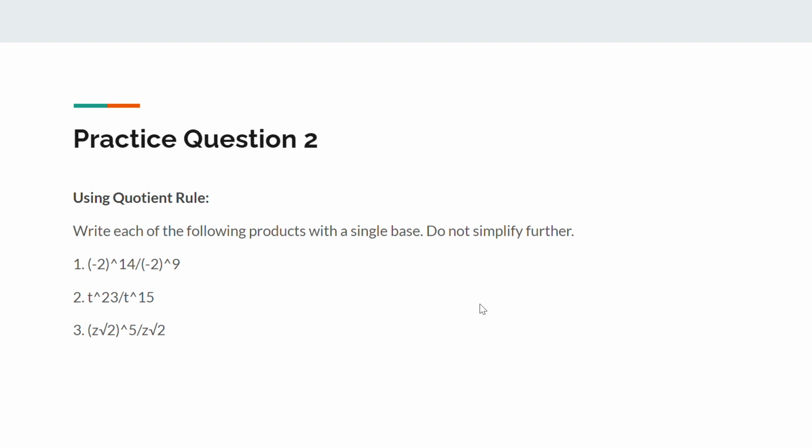Alright, so the answers for these are, first one, negative 2 to the power of 14 minus 9, which is just negative 2 to the power of 5. And the second one is t to the power of 23 minus 15, so we get t to the power of 8. For the last one, they both have the same base, c square root 2, so we get c square root 2 to the power of 5 minus 1, which is just c square root 2 to the power of 4.